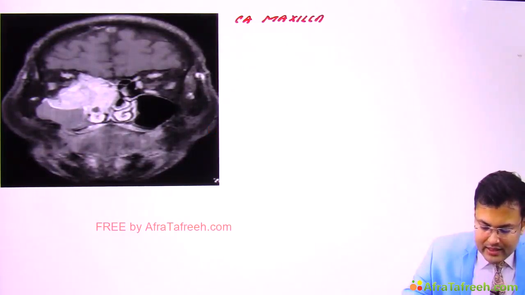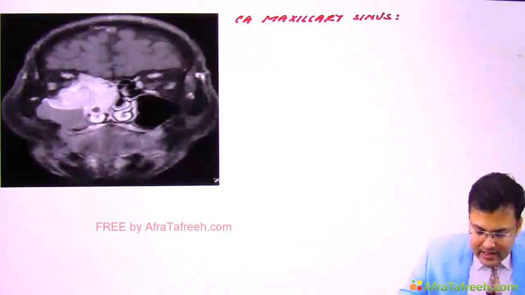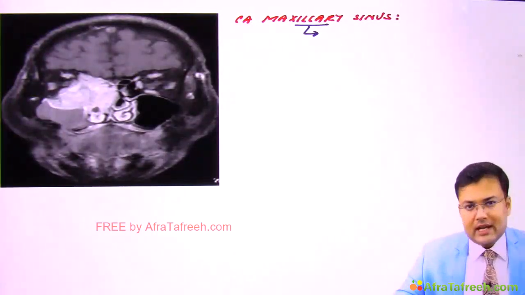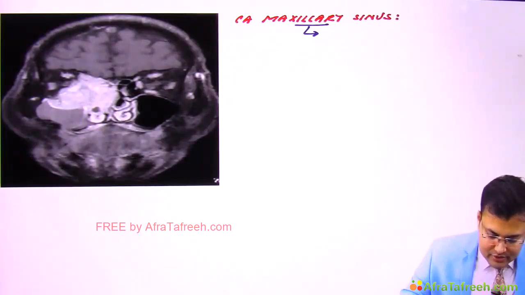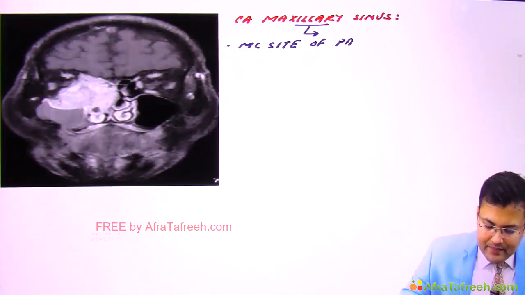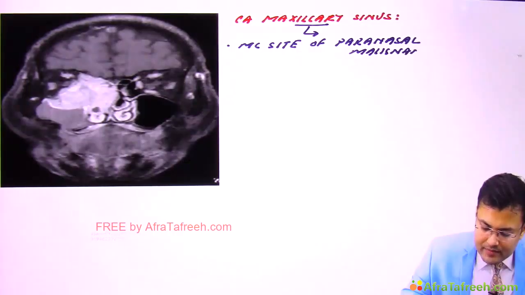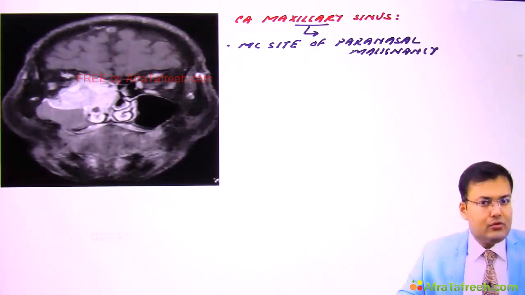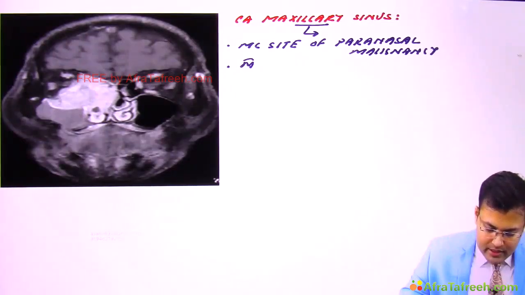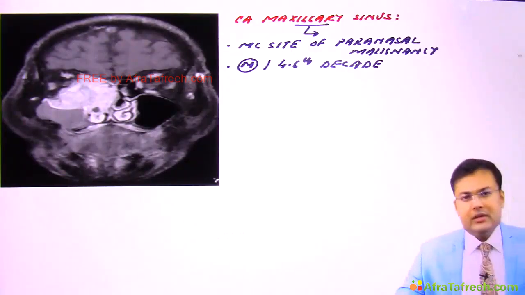Carcinoma maxillary sinus. Now see the first question, that the maxillary sinus is the most common site of paranasal malignancy. Simple. Okay, generally it is more common in males, and it is seen in the 4th to 6th decade. So it's more common in males, seen in the 4th to 6th decade. Clear?